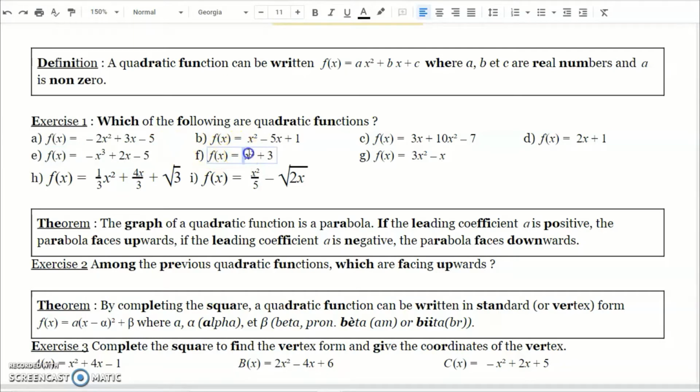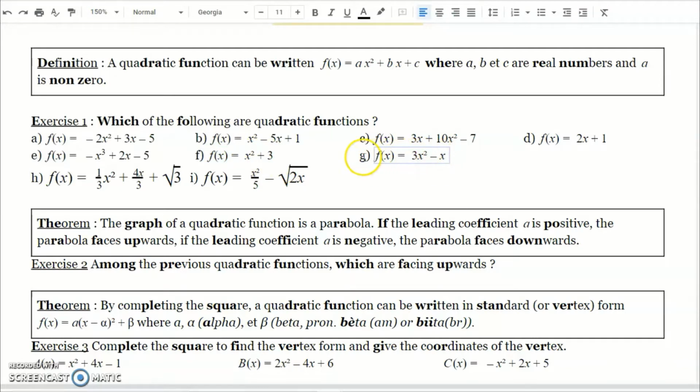F. f of x is equal to x squared plus 3. So a is equal to 1, b is equal to 0 because there's no x term here. But it's allowed. We can have b is equal to 0. And c is equal to 3. So this is a quadratic function with b is equal to 0.